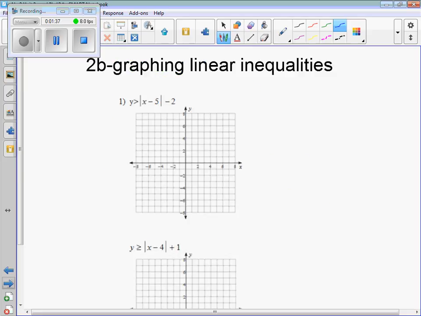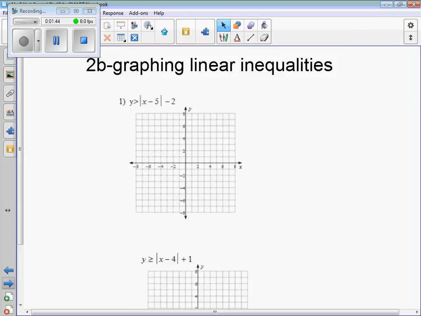Moving on. All right, 2B. We haven't done anything with graphing linear inequalities. Graphing linear inequalities is pretty easy. We know that the outside you have is down 2, so it's a V down 2, and that's down and right 5. So it's down 2, and then we move to that point, right 5, and it's a V. And since it is just less than, not less than or equal to, we're going to draw it in a dashed line.